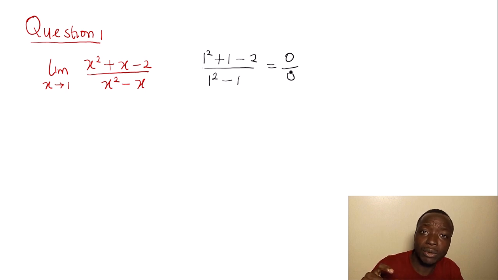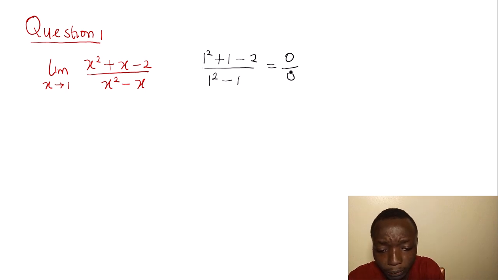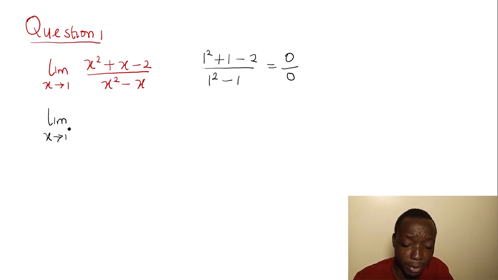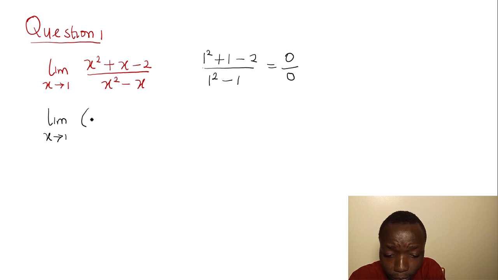That extra thing we need to do is called factorization. So you need to check your function. Whatever is factorizable, just factorize it. Some things are going to cancel out, and you'll be able to get the answer to your question. So here, I'll write this as the limit as x approaches 1. x squared plus x minus 2, if you factorize that, you're going to get x plus 2 times x minus 1, over x squared minus x. You factorize that, you're going to get x times x minus 1.